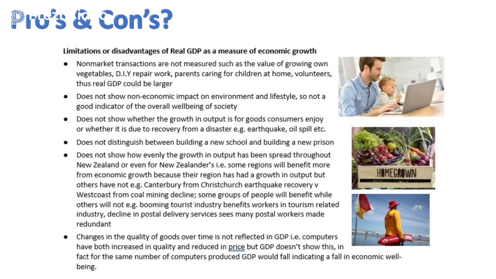And some regions, we can look at different regions of output as well. So depending on the region, they might have extra growth compared to other regions. Here's an example there you could read. And changes in the quality of goods over time is not reflected in GDP. So for example, computers have increased in quality and reduced in price, but the GDP doesn't show this.